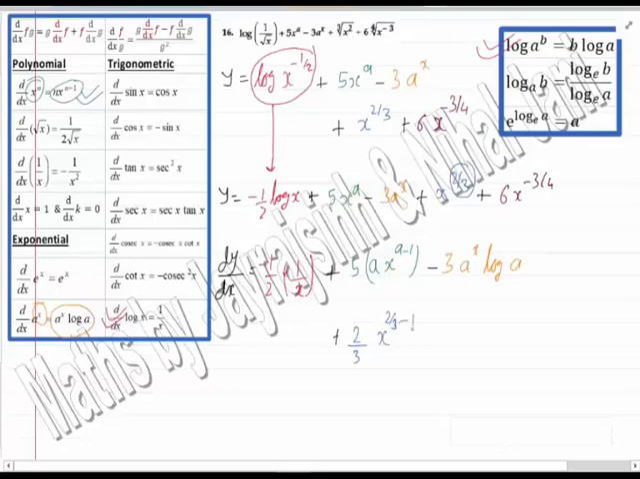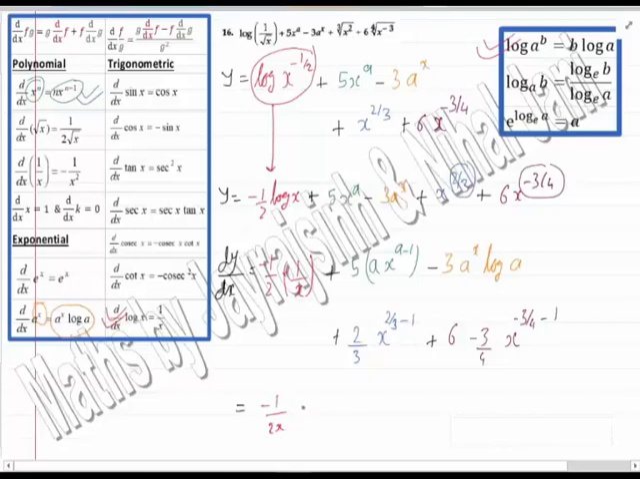3 minus 1. And for the last term, we have 6x raised to minus 3 by 4, or we can say x raised to n. We just have minus 3 by 4 instead of n, right? So minus 3 by 4, x raised to minus 3 by 4 minus 1. Yay! We applied the differentiation. Now we just have to simplify it.